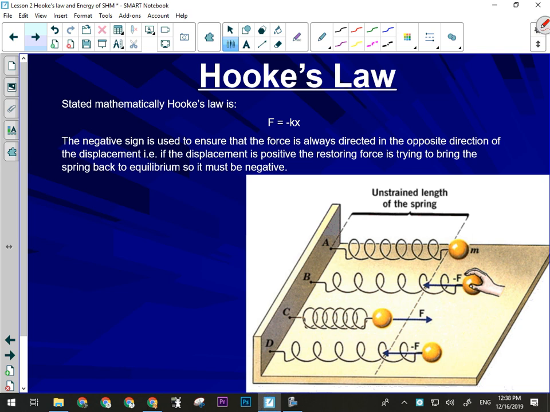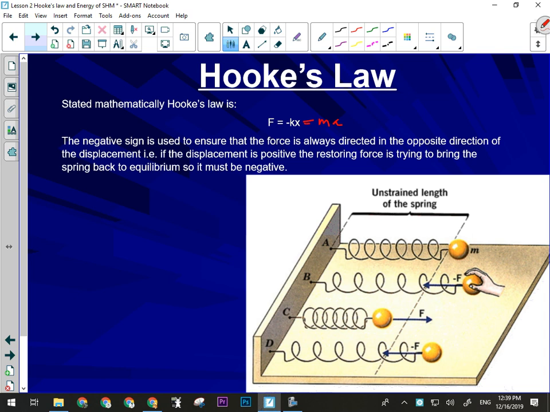So, stated mathematically, Hooke's law is force equals negative k times x. Now, if I have this situation here where the spring is horizontal, okay, and it's on a frictionless surface, that restoring force is the only force acting on the mass, which would make it the, not normal, starts with N, net force. It's the only force acting on the mass, so it is the net force.